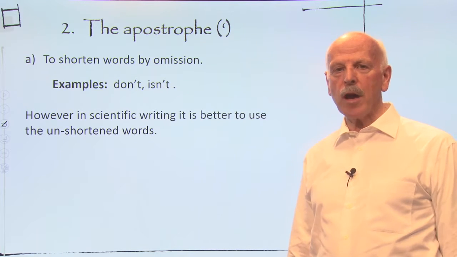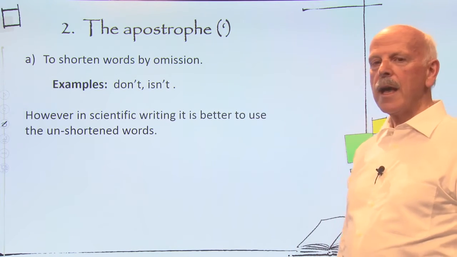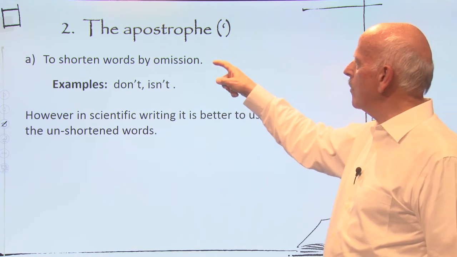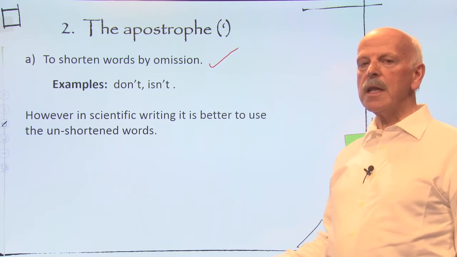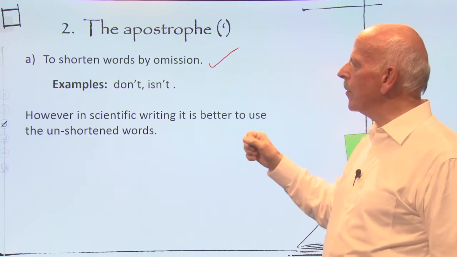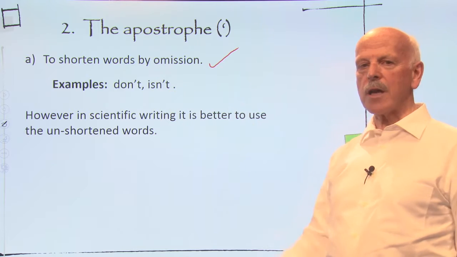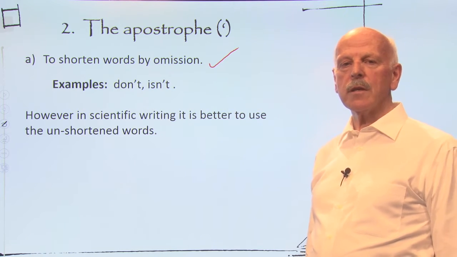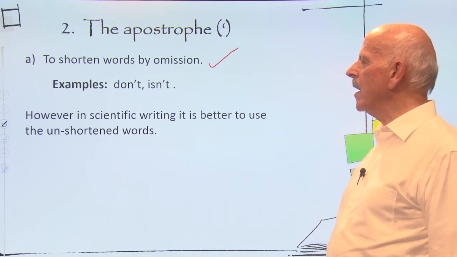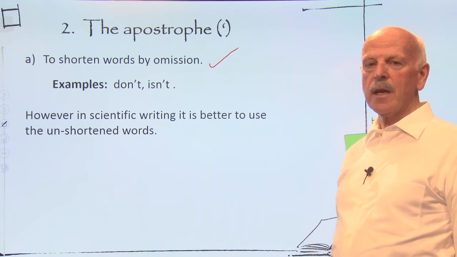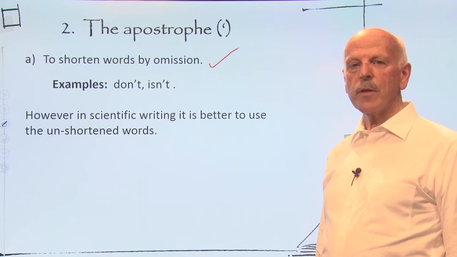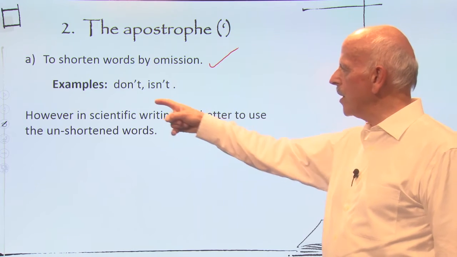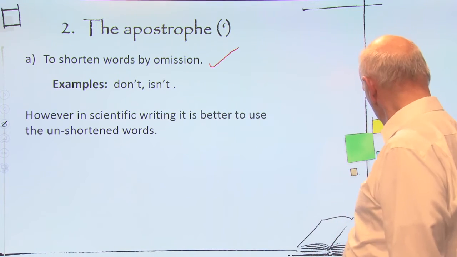Now let's move on to the apostrophe. The apostrophe has two major functions. One is to shorten words by omission. Omission means we leave out something. So you're familiar with don't, isn't, aren't, and all those other contractions that we use in conversational English. However, in scientific writing, we don't use the omission, and we don't include contractions such as don't and isn't.